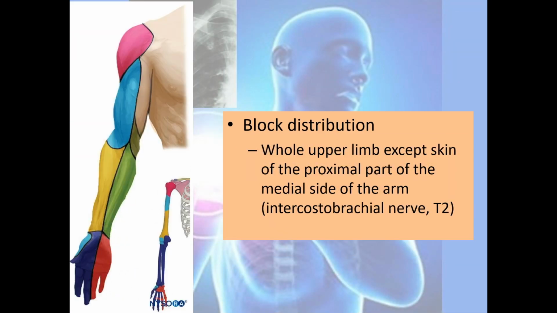The distribution of this block is the whole upper limb except the proximal medial side of the arm. It can also provide good analgesia or anesthesia for the shoulder, but not as dense as the interscalene block.